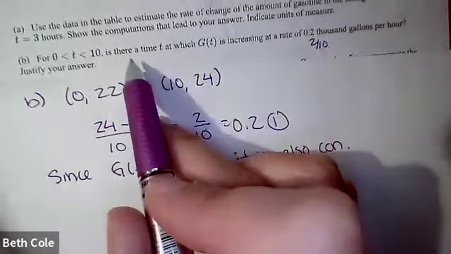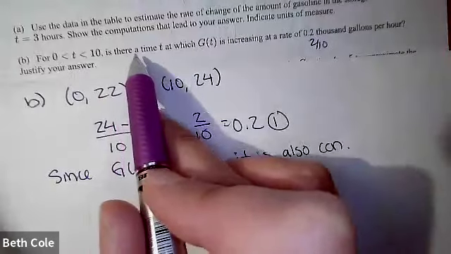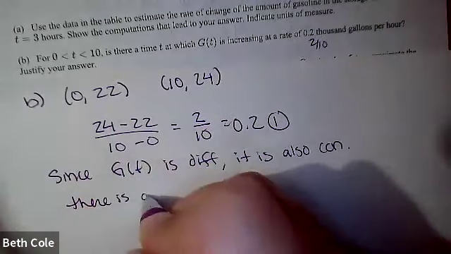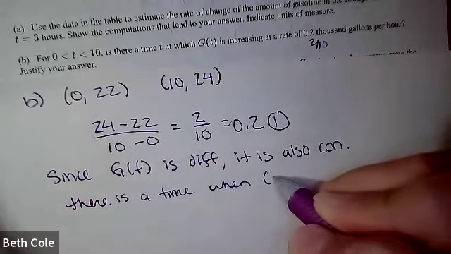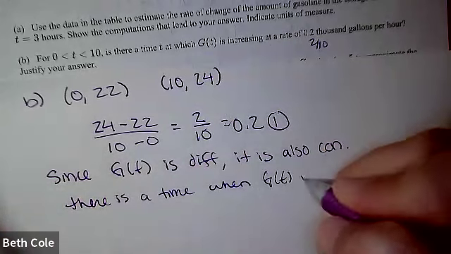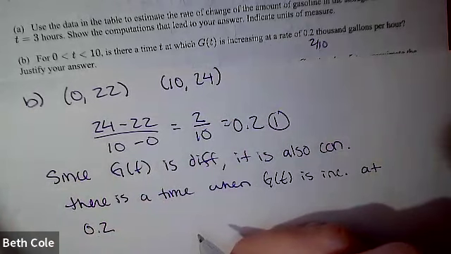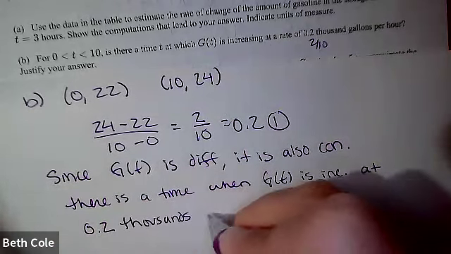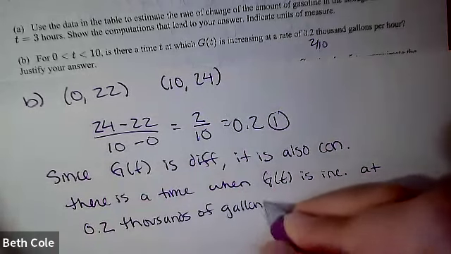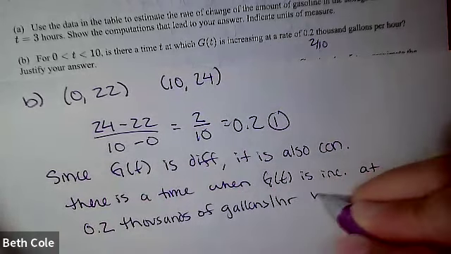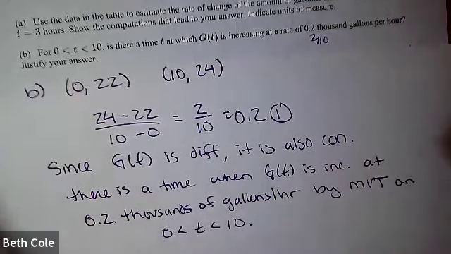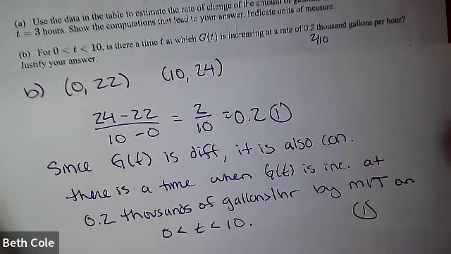And now I'm going to just repeat the prompt. I know it's annoying to write this whole thing, but you'll get the points. There is a time when g of t is increasing at 0.2 thousands of gallons per hour by the mean value theorem on 0 to 10. You're just repeating the prompt. So that is a point for your explanation. So 2 points for that one. If you lose your mind and you can't write out that little sentence there, at least do the slope. You'll get a point for that.